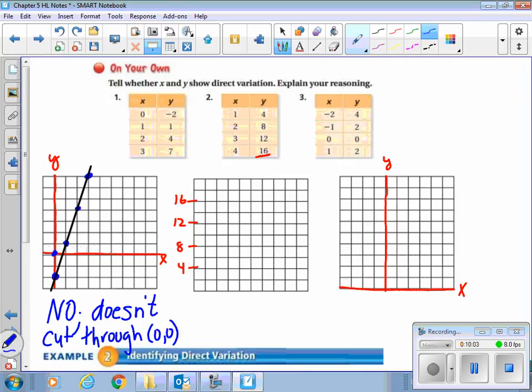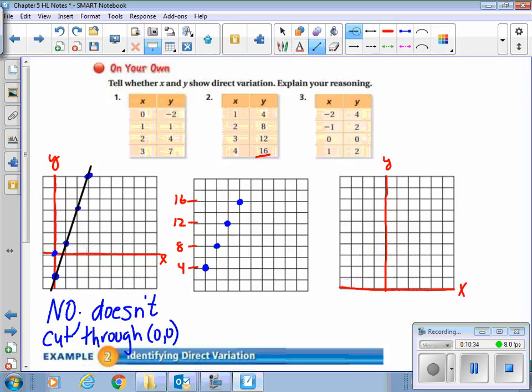In number 2, remember we count by 2's on that y-axis so that we can get up to 16 that we need. So I'm going to start at my origin, which is in the corner here, and go over 1 and up 4 for my first ordered pair. 2, 8, I'm going right 2 and up to 8. 3, 12, I'm going right 3 and up to 12. And 4, 16, right 4, up to 16.